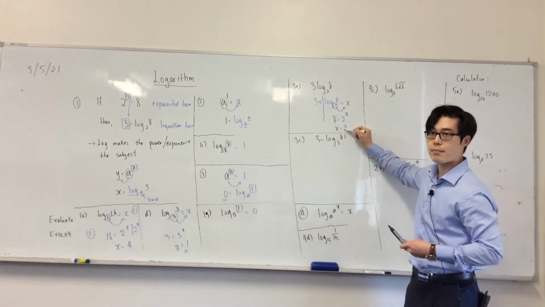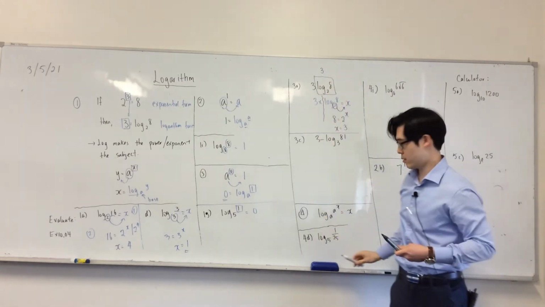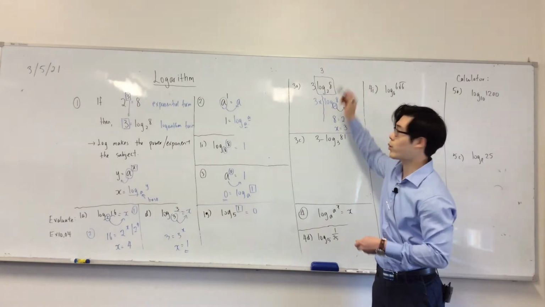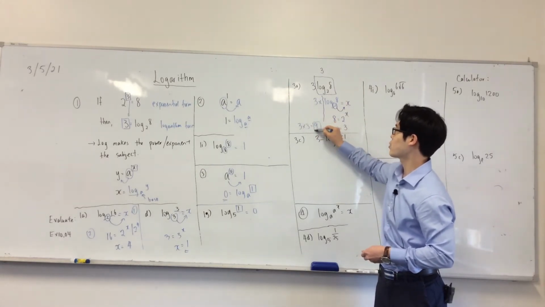Yeah. So that means this part is 3. So the answer to this whole question is then? 9. Yeah, 3 times 3, which is 9. So that's how you do the question, okay?